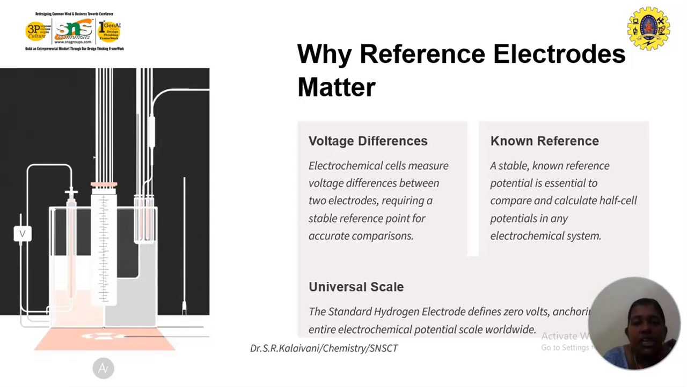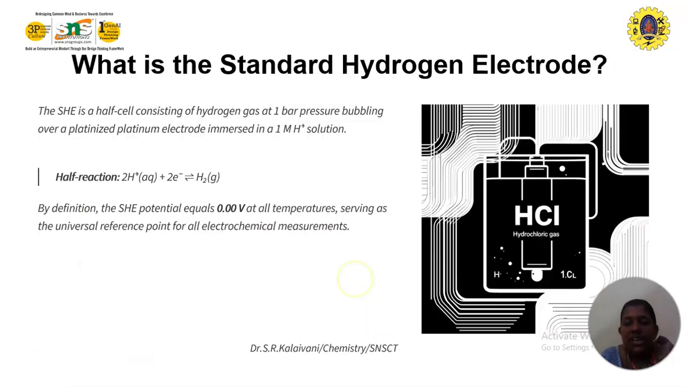So we can calculate the EMF of the cell by using the formula E cell equals E right minus E left. So a known, stable reference potential is essential to compare and calculate half cell potential in any electrochemical system. Universal scale. The standard hydrogen electrode defines zero voltage, anchoring the entire electrochemical potential scale worldwide.